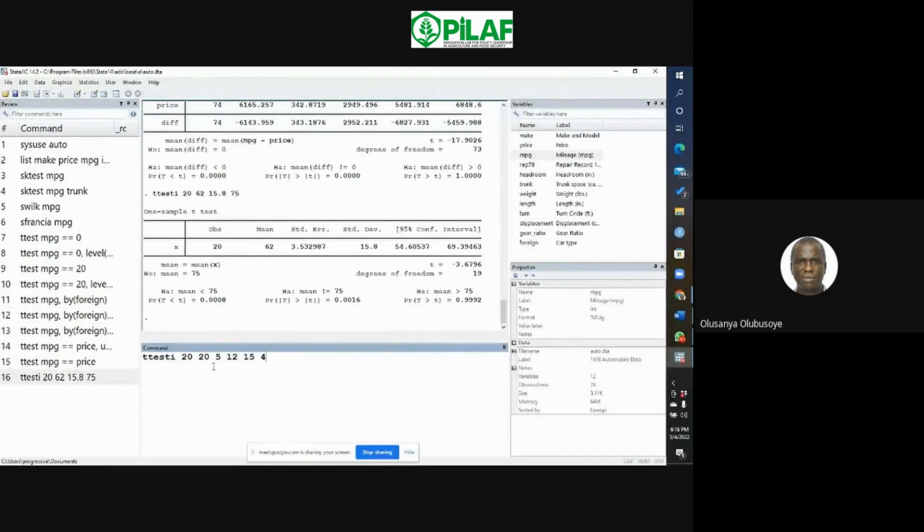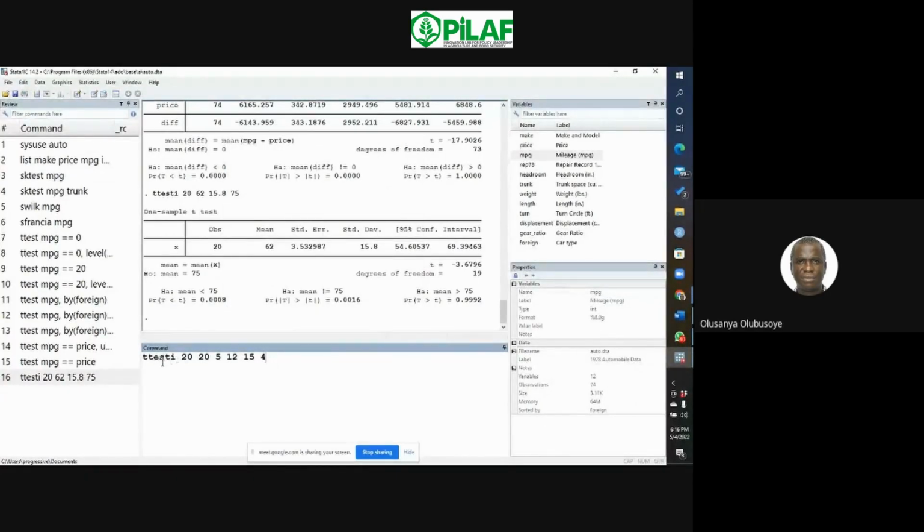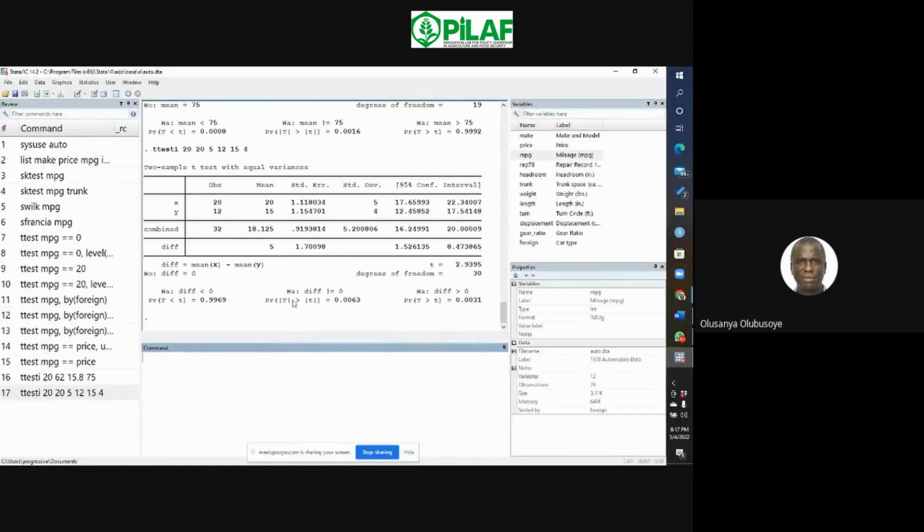So you could use this calculator to check, and that is once you click copy here, you can paste. So this is the sample size of the first sample. This is the mean. This is the standard deviation. The second, this is the sample size 12. You can see we separate them by space. So if you don't want to use the dialog box, you could just type them this way. So STATA will automatically recognize this as two groups. For group 1, this is the sample size, this is the mean, this is the standard deviation. For group 2, this is the sample size, this is the mean, this is the standard deviation. And so you have this test.